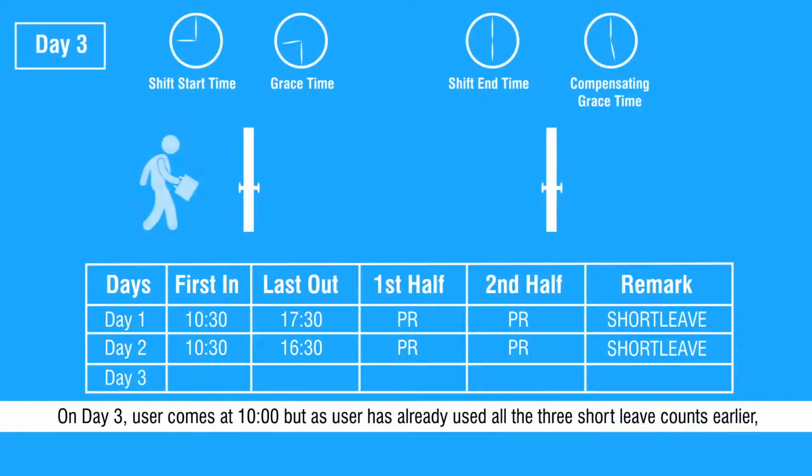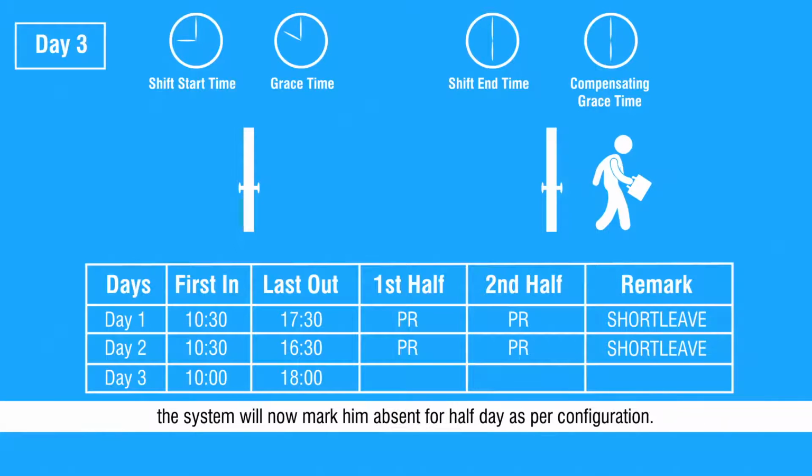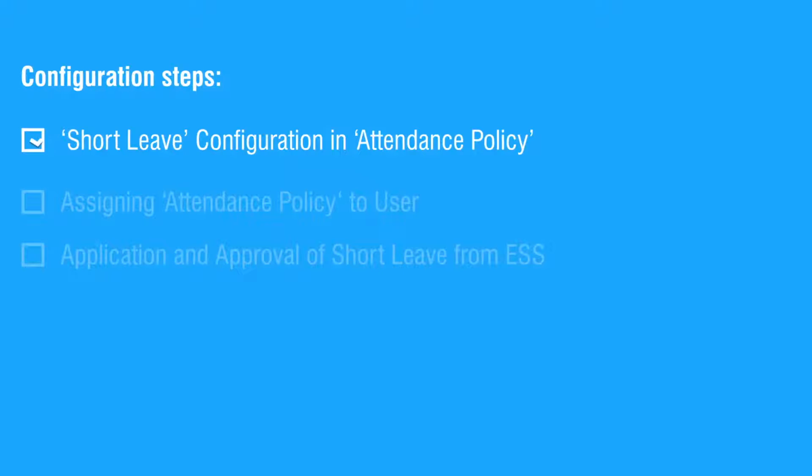On day 3, user comes at 10, but as user has already used all the 3 short leave counts earlier, the system will now mark him absent for half day as per the configuration. This completes the configuration of short leave. Let's assign configured attendance policy to the user for short leave.